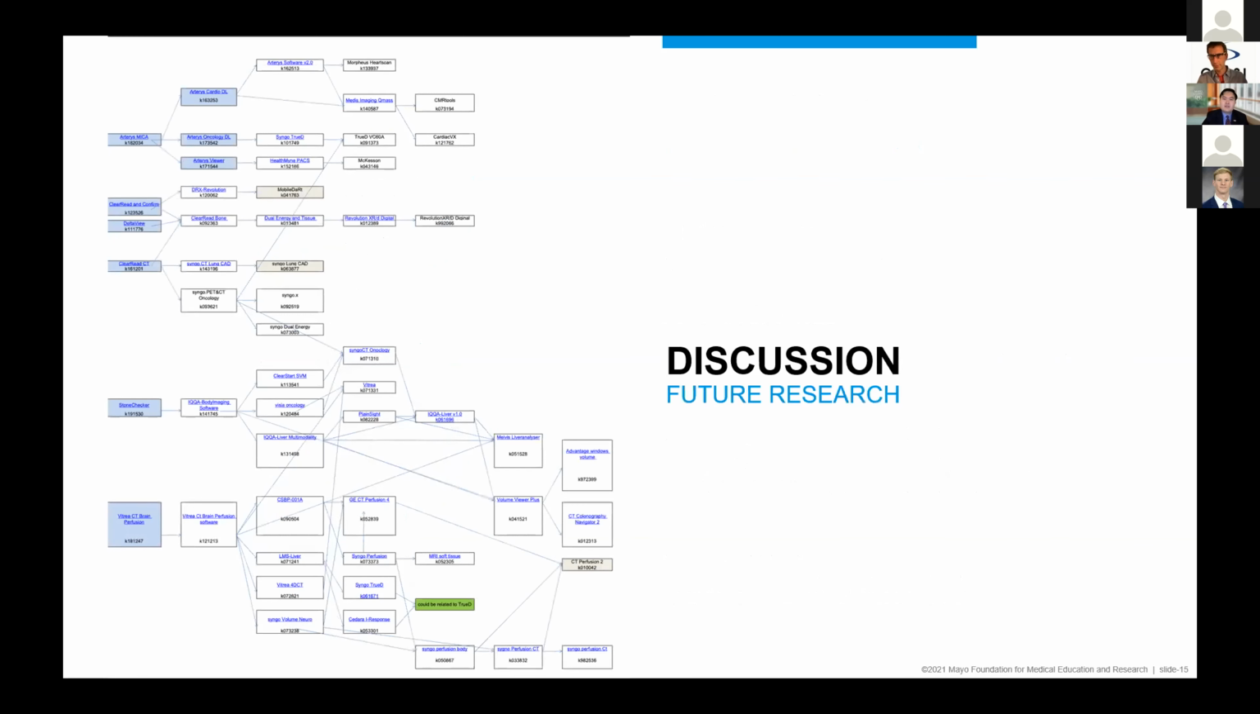Next slide, please. Because of how most of the devices are approved by comparison to a predicate device, we don't really know what the clinical outcomes, as we said before, of these devices are. And the next step is to dig more into what the characteristics of predicates are, if they're so important in the approval process.